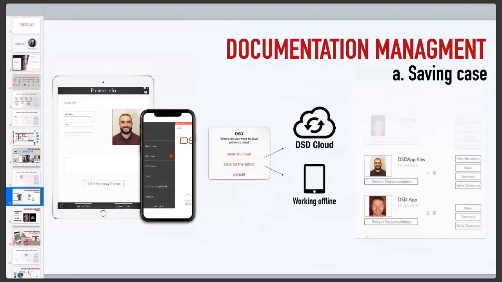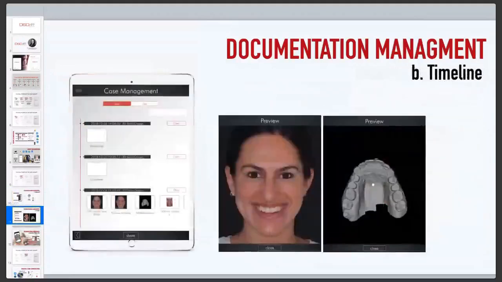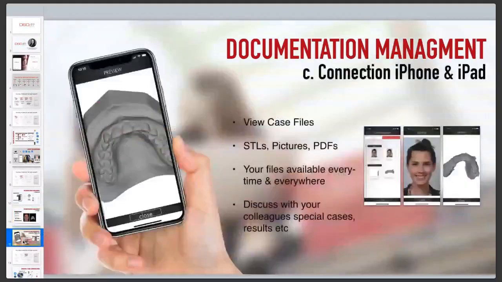When you create a case, you have the option, as I mentioned, to save in the cloud or on the device. And here on the timeline, we track all entries. So everything you do for the case, every new file you save, any modifications you make, will be saved in the history here. So you don't lose any of the files. And using the DSD cloud gives us the freedom, right, to access these files anytime, anywhere.